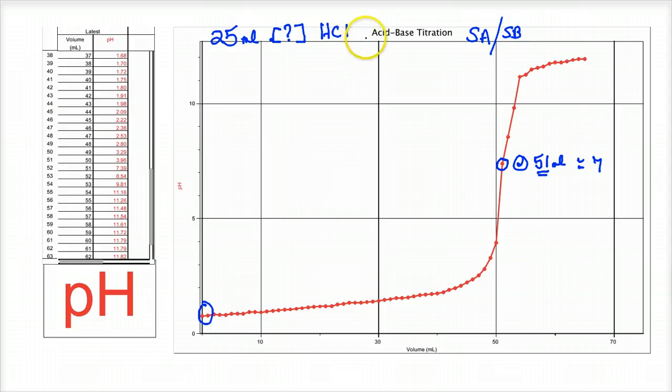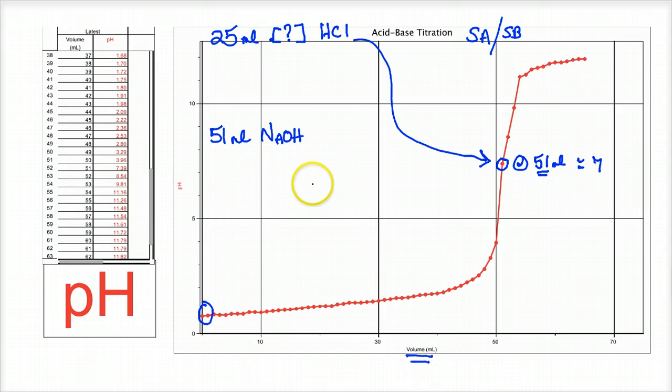The first method is I'm going to use my equivalence. I know that 51 milliliters of base, because we're looking at sodium hydroxide, is the volume of base that's added. So I have 51 milliliters of sodium hydroxide that was added till I got to the equivalence point. So this is the equivalence point.